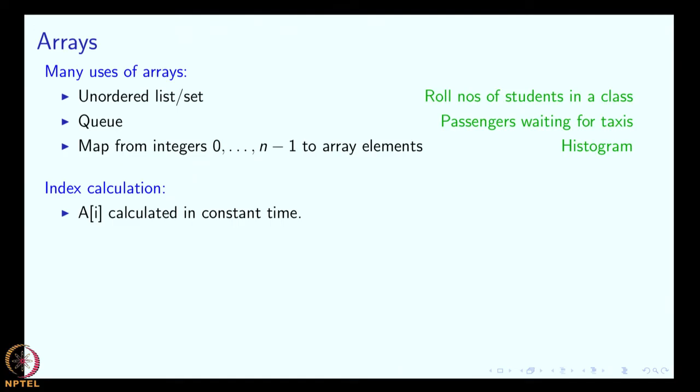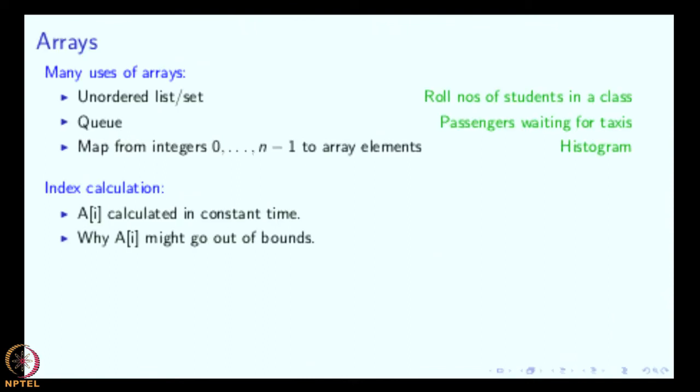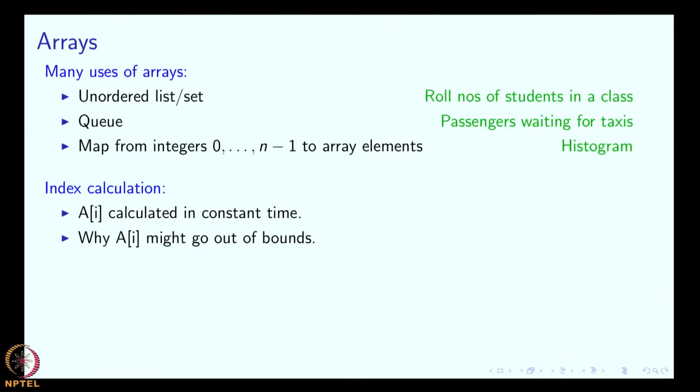So index calculation, deciding which actual variable gets used, requires the computer to do an index calculation to determine what a of i really means. So if we talk about pointers, then we can say that this requires an address calculation, and it can be done in constant time. And it also can be used to explain why a of i might go out of bounds if i is very large. Okay. So the pointer interpretation of a is quite important, especially because you want to pass a to functions. So these points need to be studied.